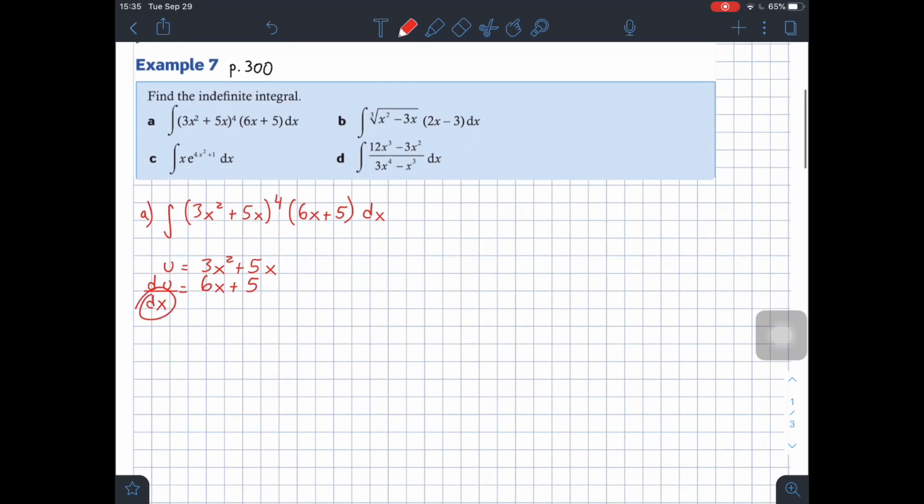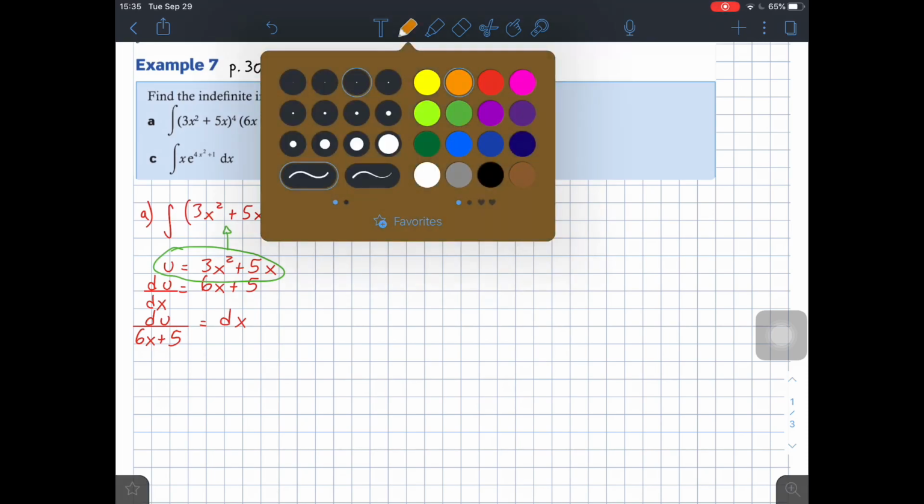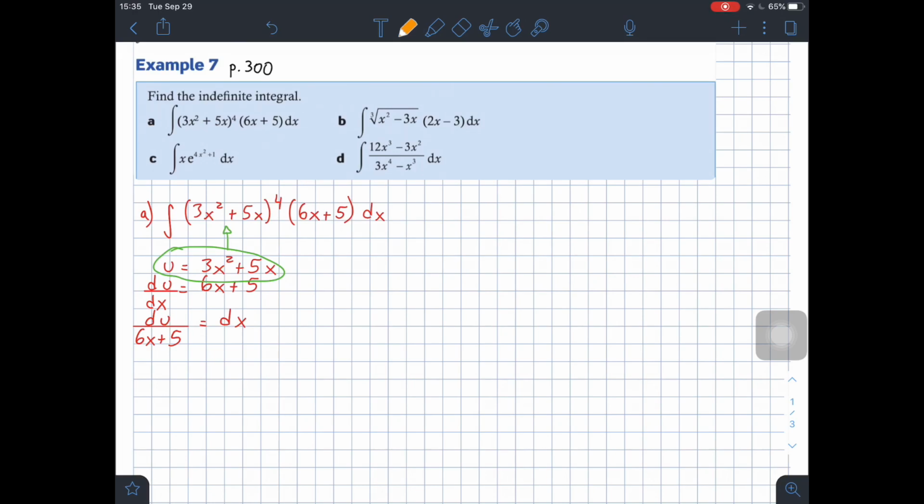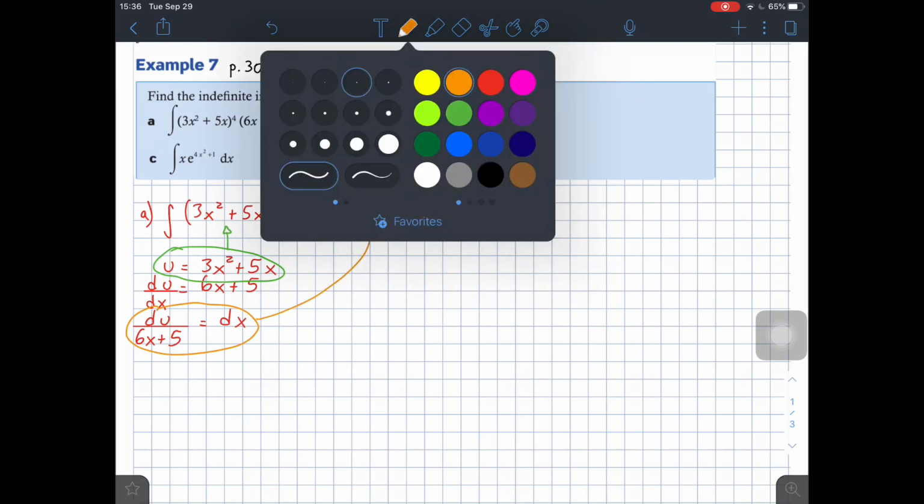So if I leave dx alone because I want to replace dx with its equivalent expression, then I would have that du over 6x plus 5 is equal to dx, right? So now I'm going to replace the values. I'm going to replace u, which is all of this, right here. This is the equivalent expression of u. And I'm going to replace this dx over here by its equivalent expression, which is all of this, right? So when I do that, you'll see what will happen.